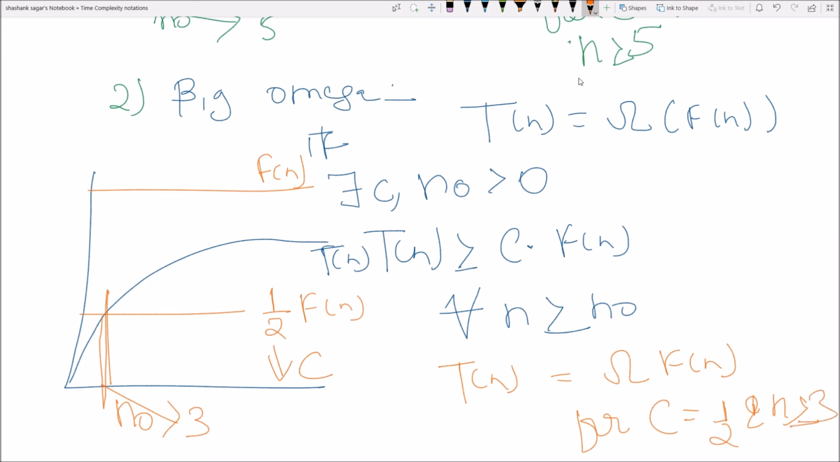What do we mean by this? For all n greater than or equal to 3, c times f of n will always be smaller than T of n.